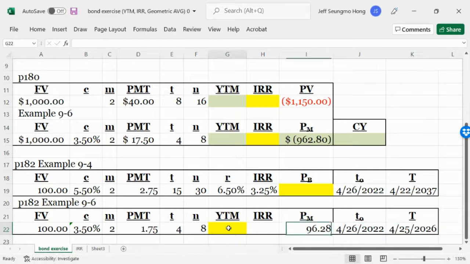But anyway, let's find the yield to maturity for the bond that has 4 years left, currently selling at $962.80. We're basically finding the rate, the APR, but to use the yield command.